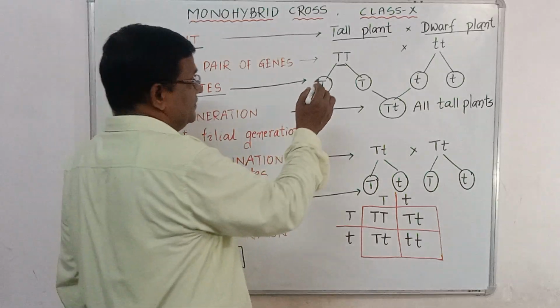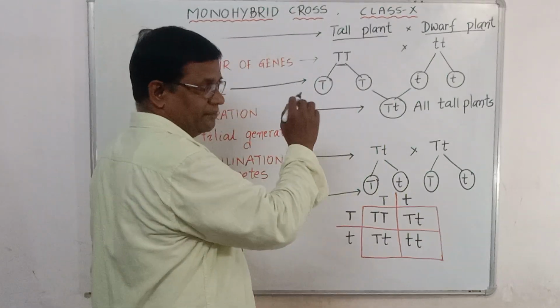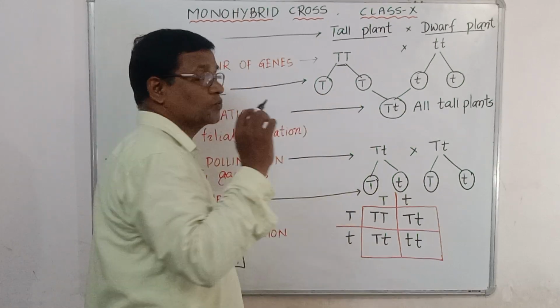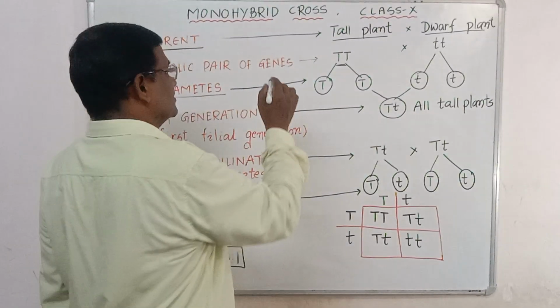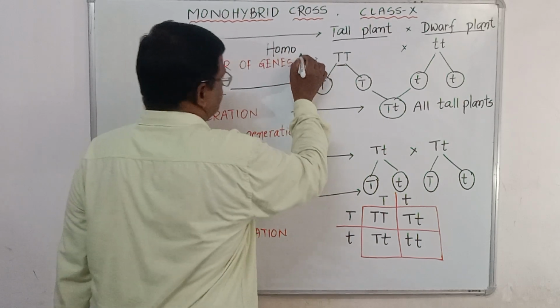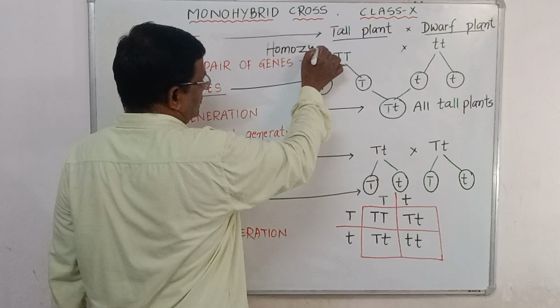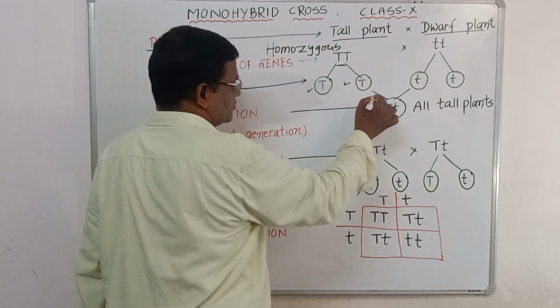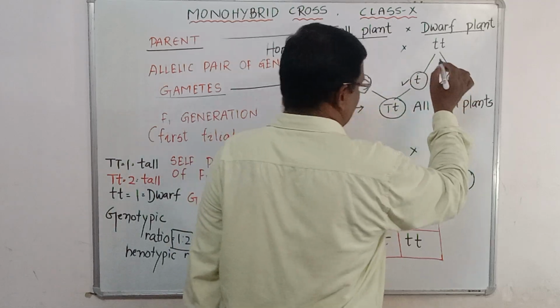Like that, when this parent develops the gamete, capital T, only one type of gamete will be produced. Why? Because this condition is called the homozygous condition. That's why only a single type of gamete will develop. Here also, a single type of gamete will develop.